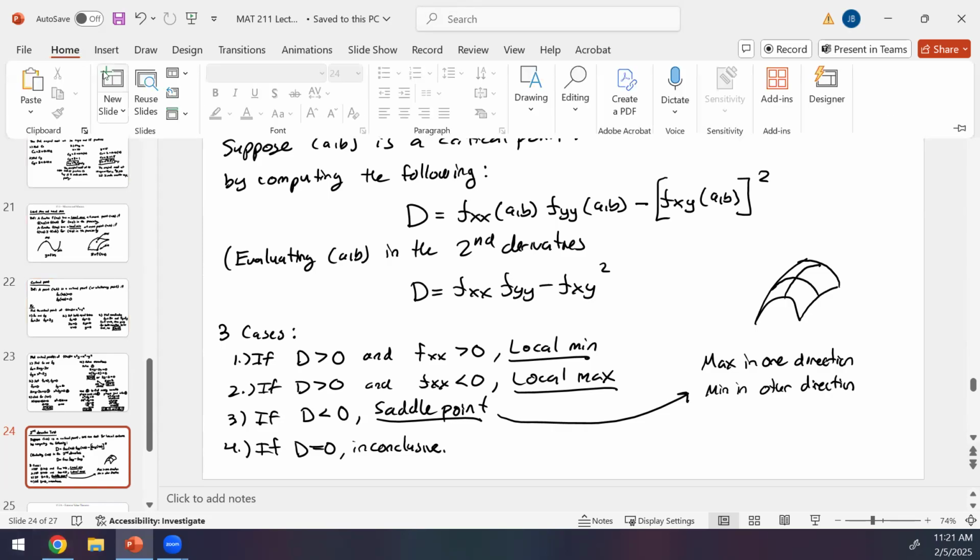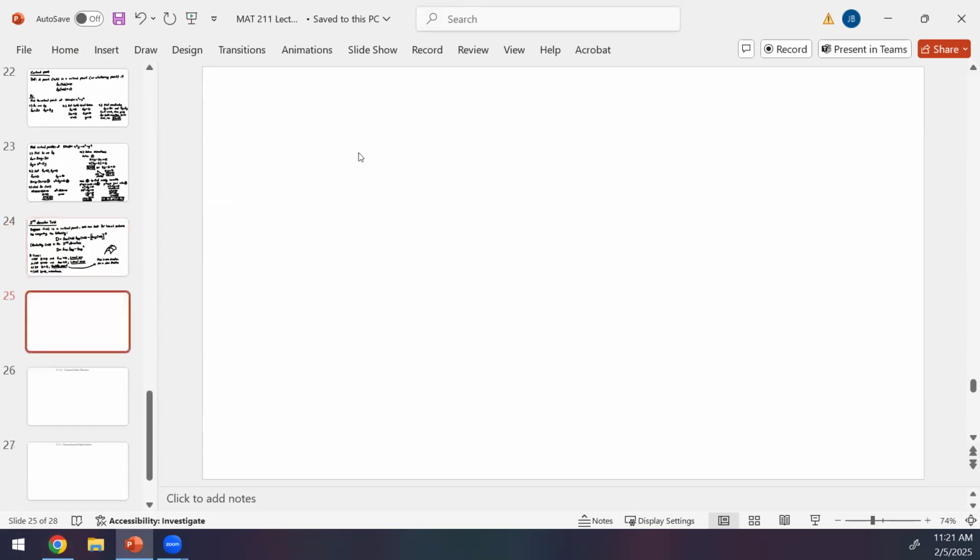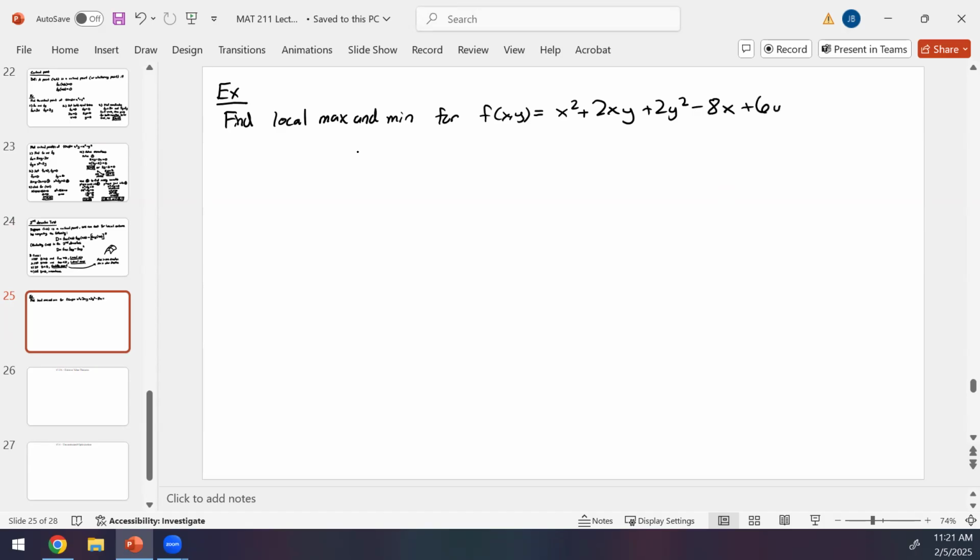So how do we use this to calculate the local extrema? Well, luckily for us, it's not too bad. Find local extrema, or max and min, for f of x comma y equal to x squared plus 2xy plus 2y squared minus 8x plus 6y.